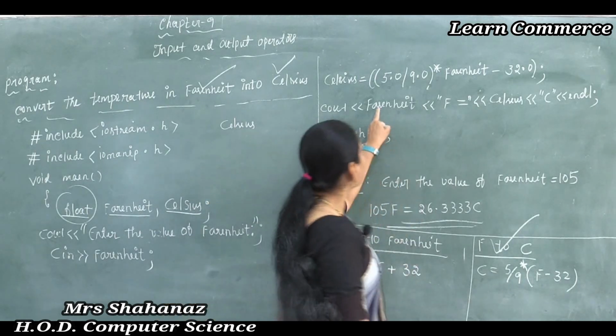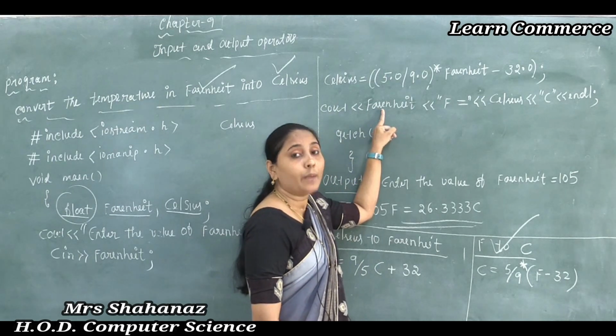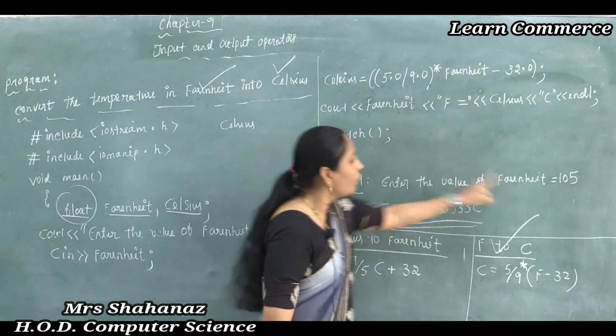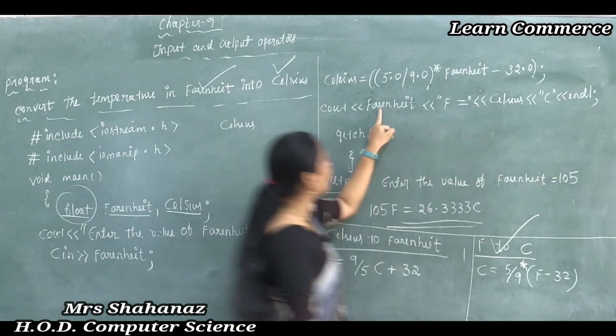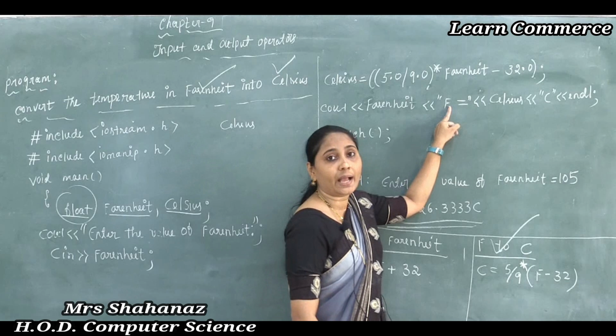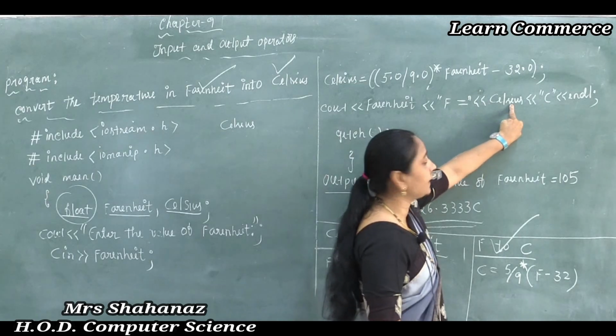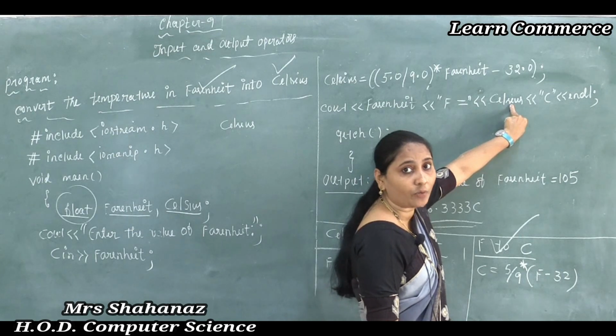Okay, so it is going to display the value of the Fahrenheit. Okay, maybe the Fahrenheit value is 105 here, so sure it is going to display 105, but F is going to display as a message. Okay, F is equal to Celsius, it is also going to display as a value of the Celsius.